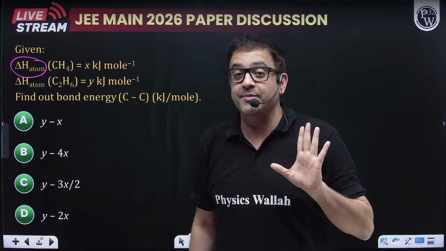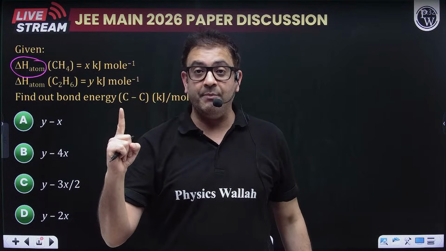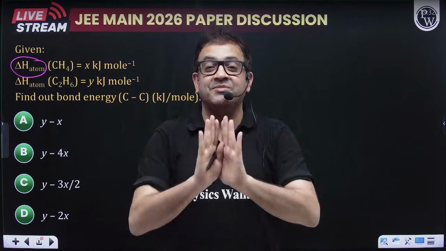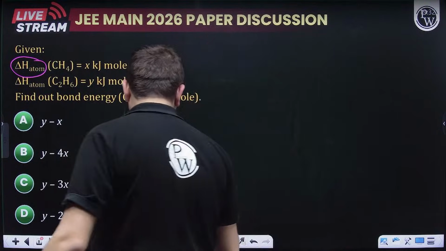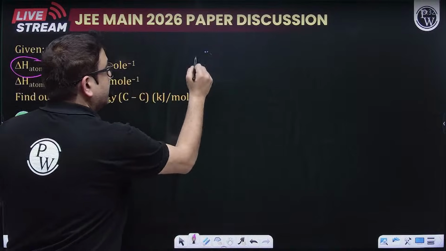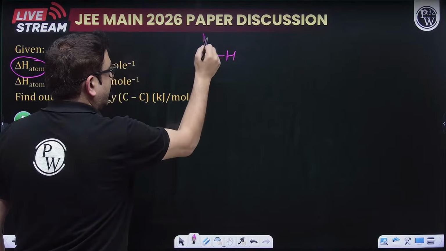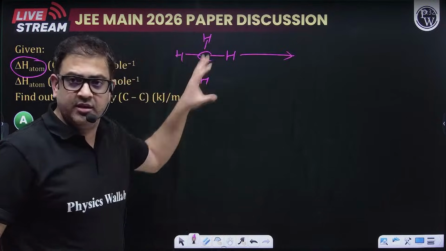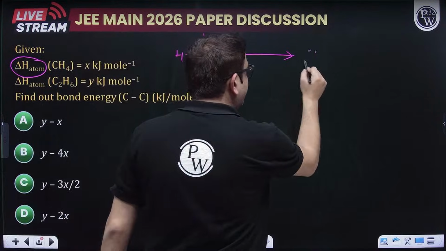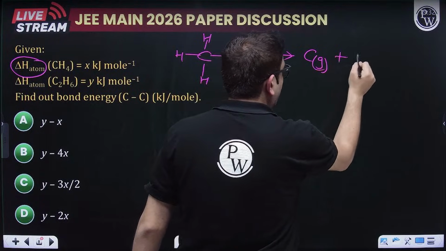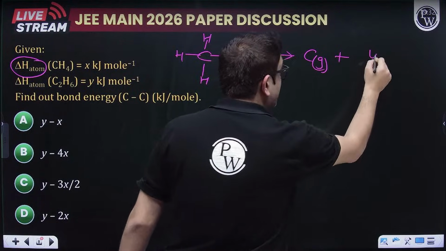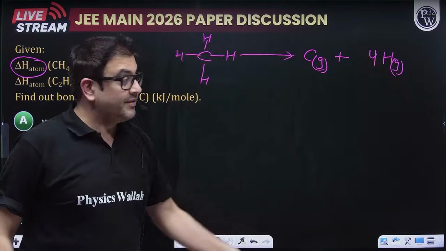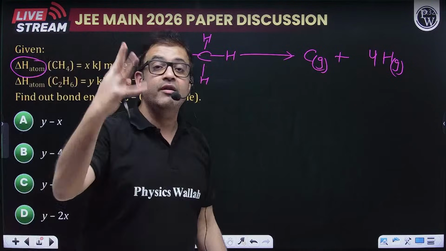What is enthalpy of atomization? If you have 1 mole of any compound, break it into constituent gaseous atoms. That's it. So, say I have methane. Methane is having 4 C–H bonds. Give methane energy, and it will break into constituent gaseous atoms. So it will form 1 carbon and 4 hydrogen atoms. That means how many bonds have you broken? 4.